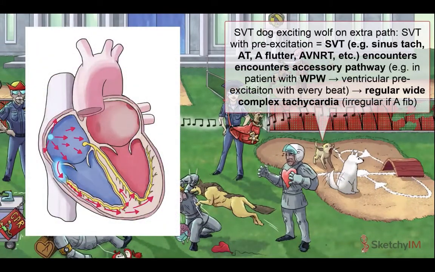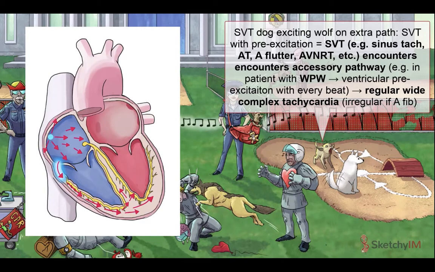Alternatively, instead of an abnormality in the conduction system, the patient could have an accessory pathway that leads to the ventricles outside of the AV node. This means with every beat, the ventricles are activated just a little bit earlier than they are normally. This is called pre-excitation, and it prolongs ventricular depolarization, leading to a widened QRS with every beat.